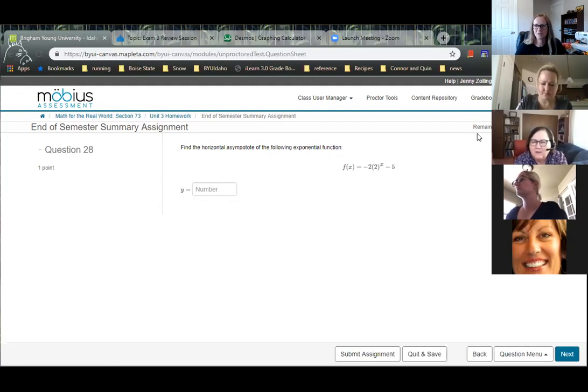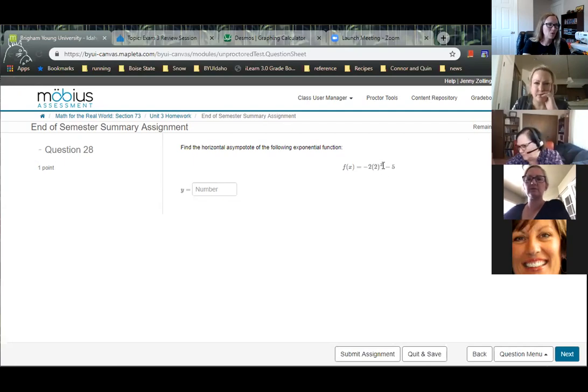This one's different. In a lot of our others, that's our y-intercept, but it's not here. For our exponential, for the y-intercept, x will always be 0. If I put 0 in for x, I have 2 to the 0 power, which gives me 1. Then I multiply that by -2, so I end up with -2 minus 5. So my y-intercept is actually at -7 for this equation.